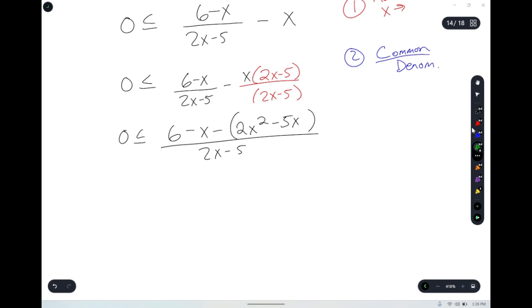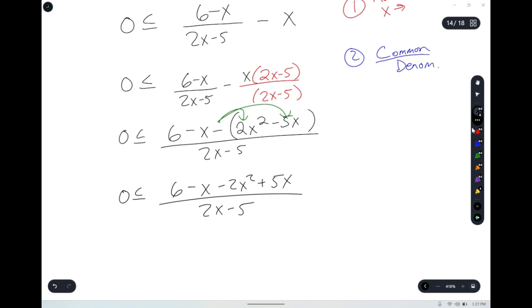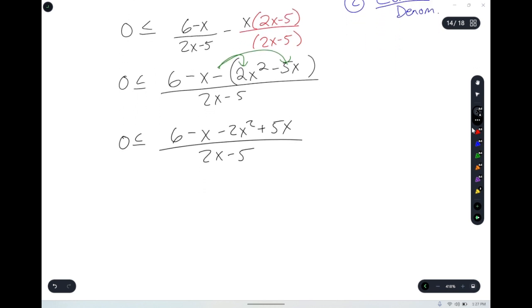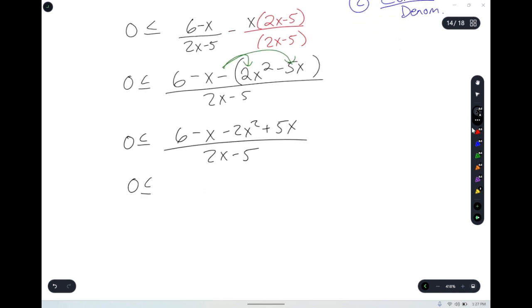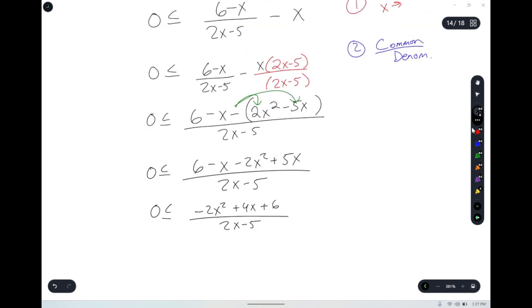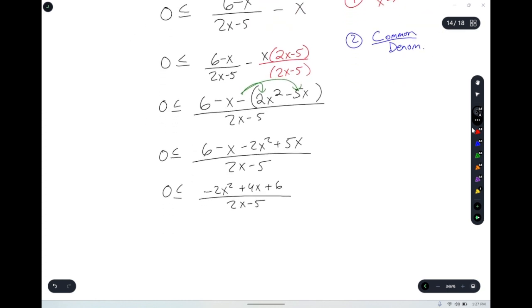Distribute your negative sign, right? And do we have any like terms? 6 minus x minus 2x squared plus 5x over 2x minus 5. Yep, we do. So we've got negative 2x squared plus 4x plus 6 over 2x minus 5. Cool? All we've done is move it over and get a common denominator.